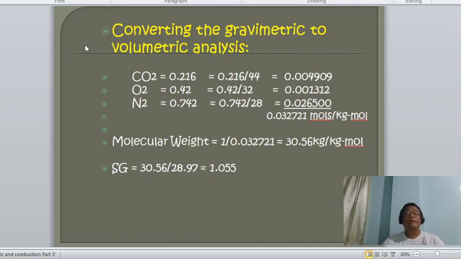So for carbon dioxide, we have to divide this 0.216 by 44, because the molecular weight of carbon dioxide is 44. For carbon, that is 12 plus oxygen 16 times 2 is 32, plus 12 is 44.